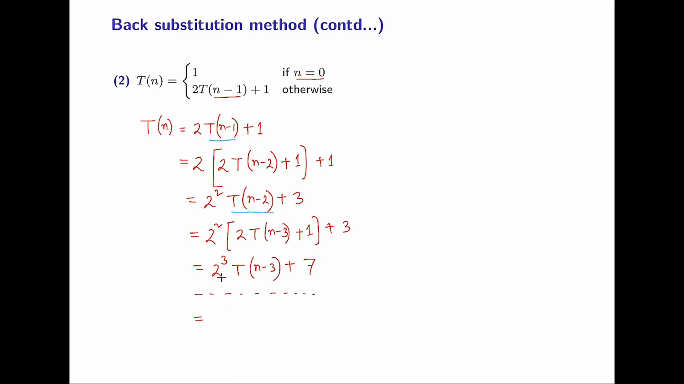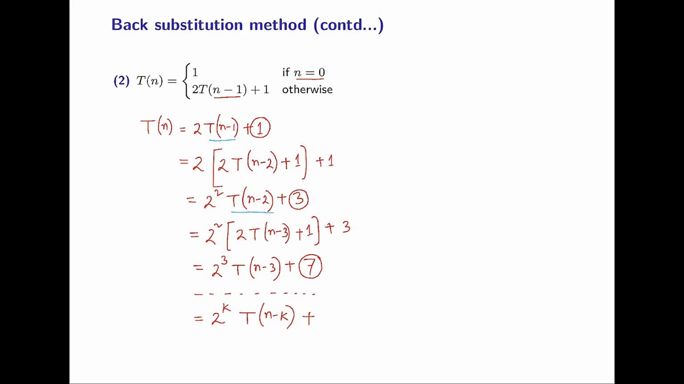Let's assume that it will stop somewhere at k. We do not know k, we will find out. So 2 to the power k, T(n minus k). Here you can see this 3, here also it is 3. So let's say it is going to stop at k. Now at this point we got 1, then we got 3, and then we got 7. So what can we think about in terms of this generic term k?